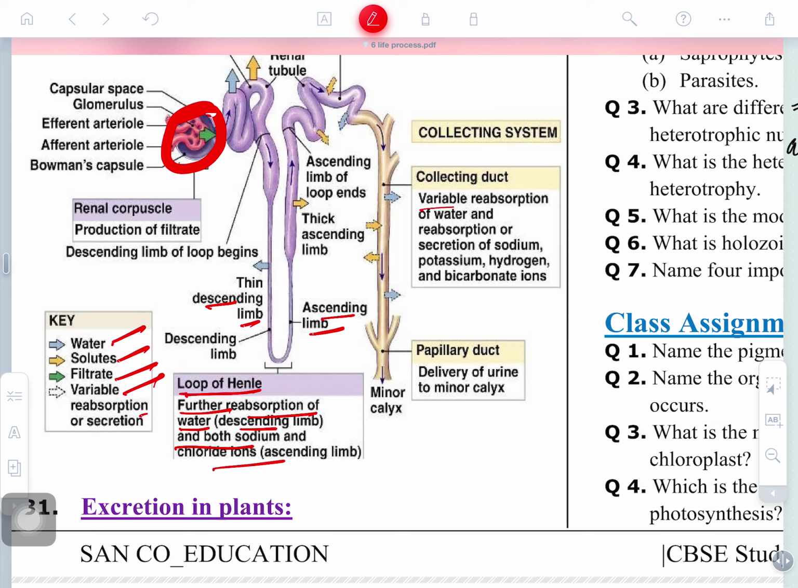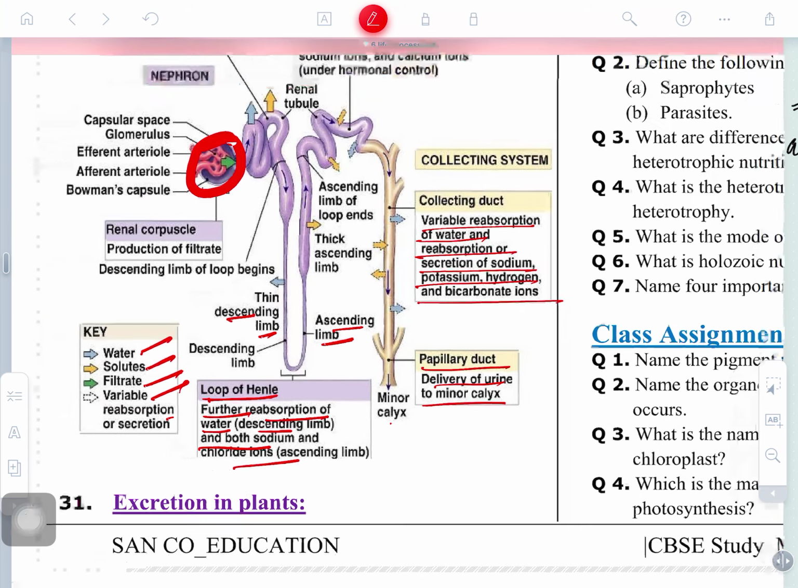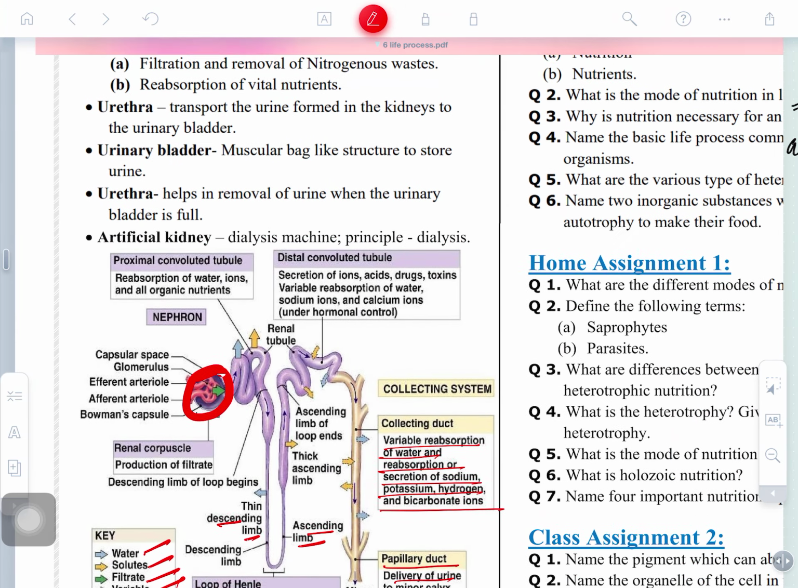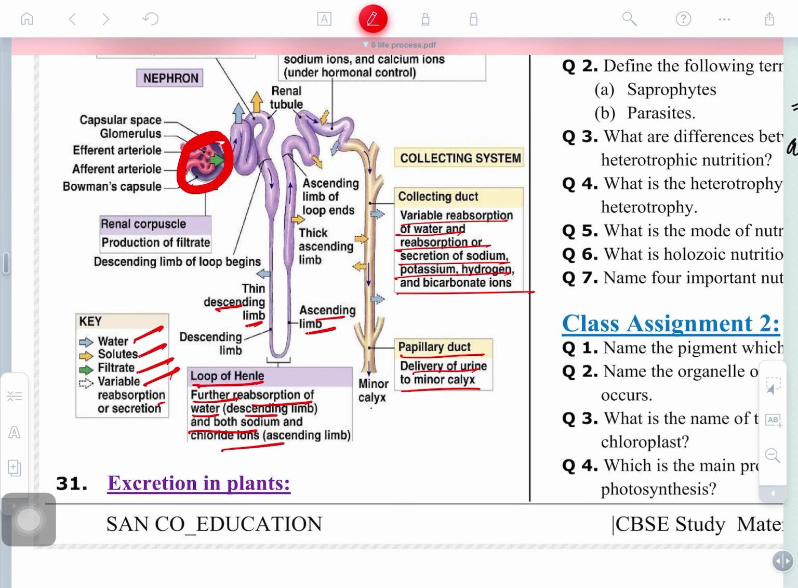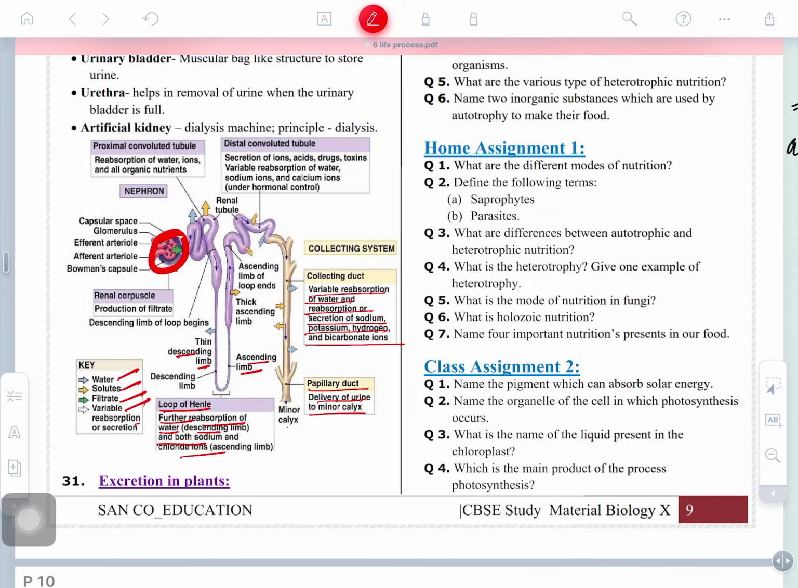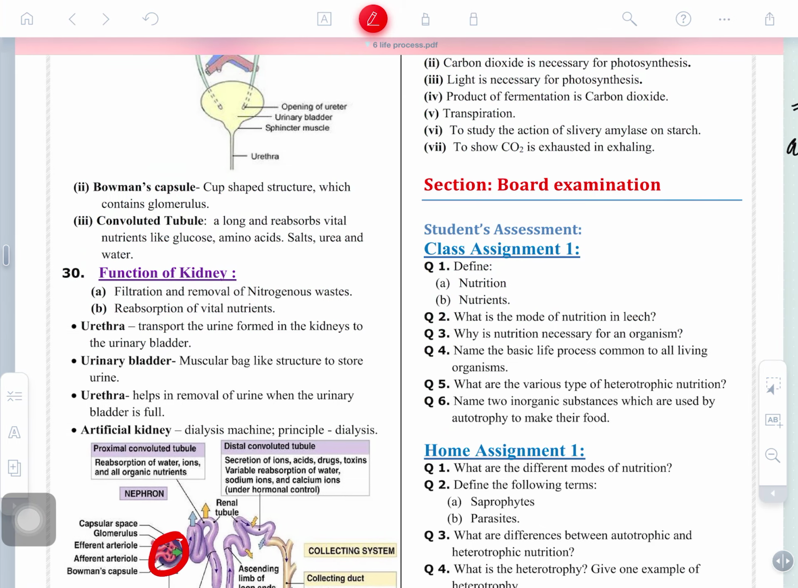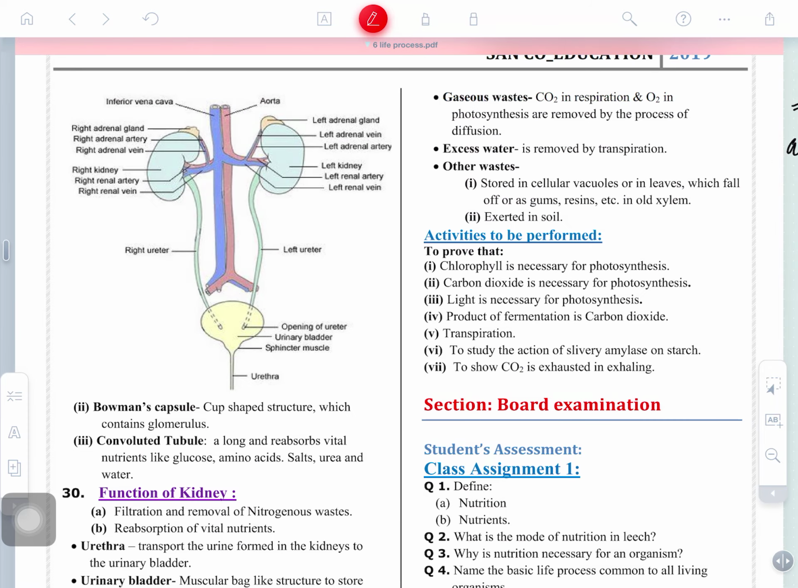The collecting duct has variable reabsorption of water, reabsorption and secretion of potassium, hydrogen and bicarbonates. Actually this is also surrounded by that. Papillary ducts deliver urine to the minor calyx, okay, and here no absorption takes place. So you may see, one by one we'll write and define the structure. You will explain the structure of a nephron, what actually each part of it does. Clear guys? Understand? And along with this we'll discuss some more concepts.